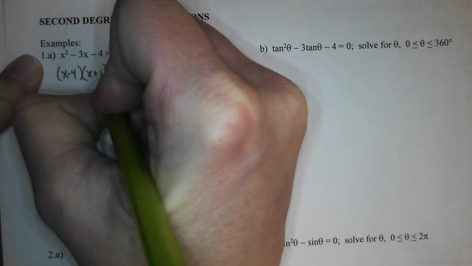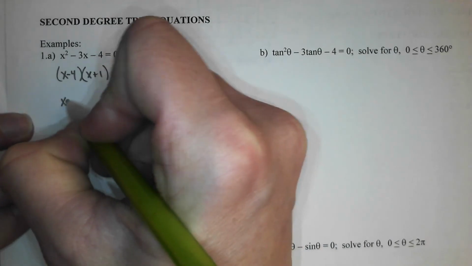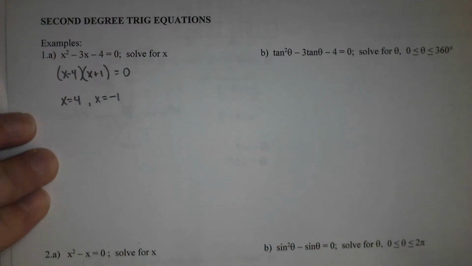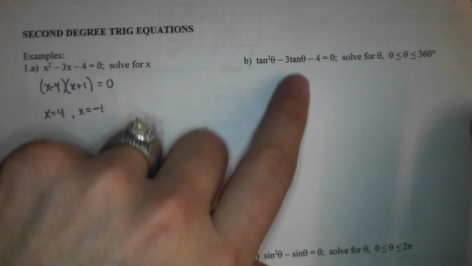So this would be x minus 4 times x plus 1. Hopefully we don't have to review factoring. And then when you tee it up, you get x equals 4 or x equals negative 1. So now let's look at that parallel in the trig world.